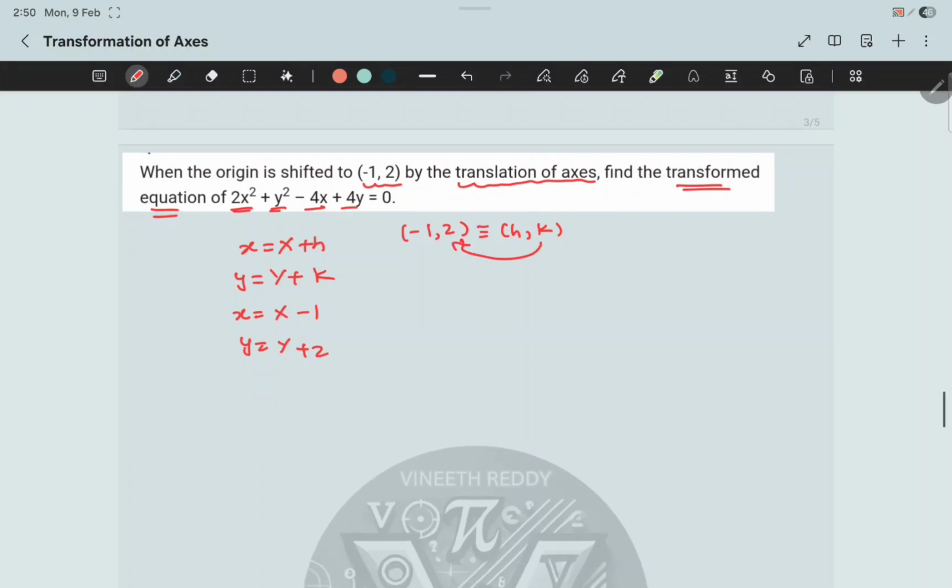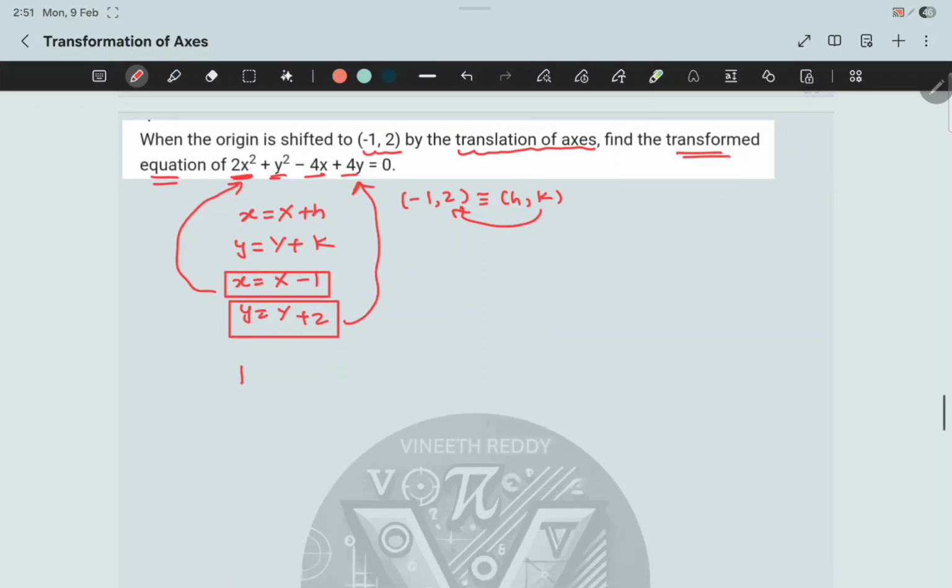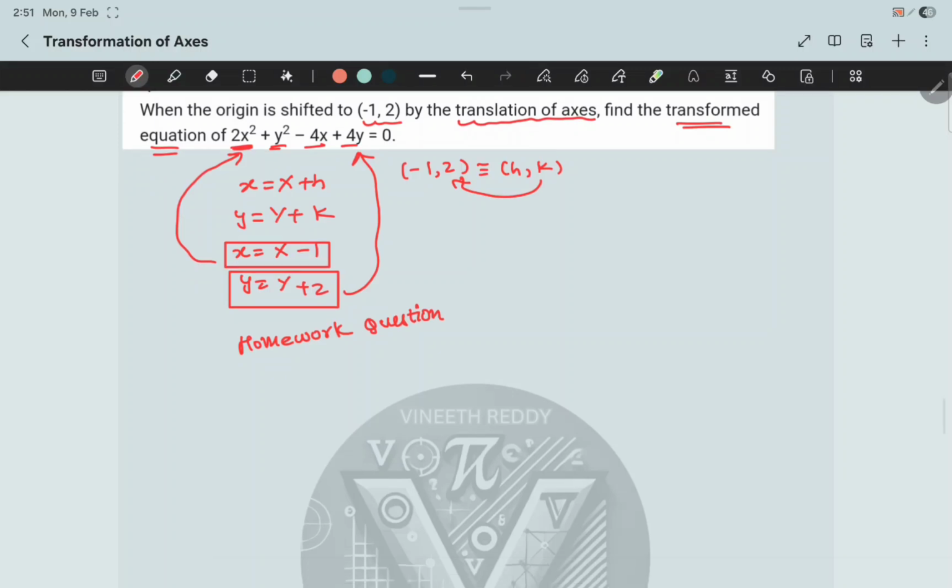Now we need the transformed equation, right? That means this is the original equation. We have to replace small x with capital X minus 1 in this equation, and we have to replace small y with capital Y plus 2 in this equation. So I hope you can do it from here. So please solve it as a homework question, dear students. And once it is done, please do comment it in the comment section, right?